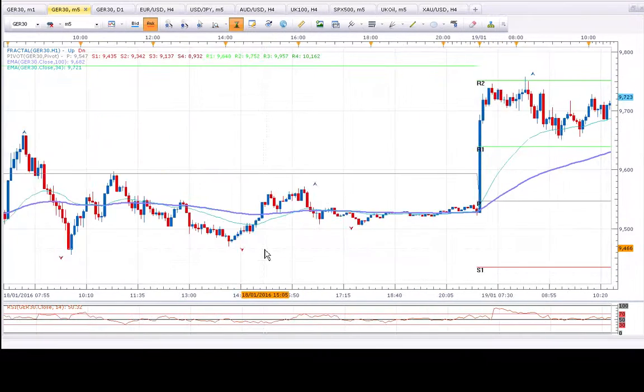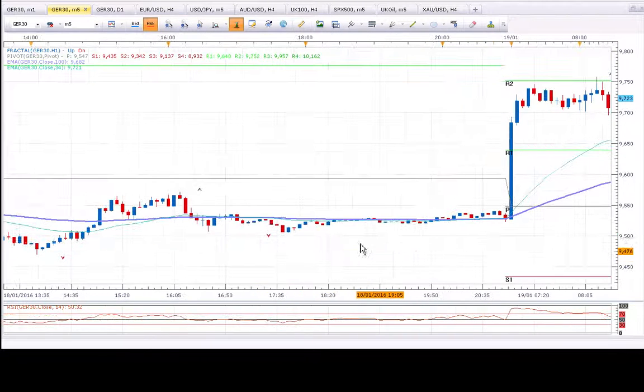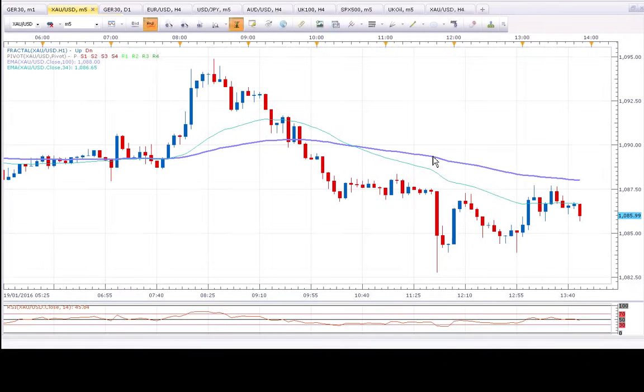Okay, now, difficult to show you an example of that at the moment because it's a bit cluttered and yesterday was a terrible day. So let's just change the market. Let's go to one that's hopefully had a bit of movement recently. Let's see if gold has done anything recently.